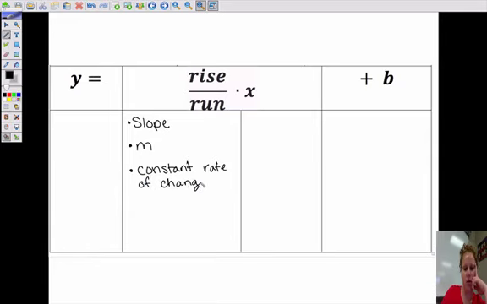And we always multiply it by x, okay? So whatever x is, we multiply our slope times that, okay? And we might add to this throughout the video, but that's a big one, the slope, the m, the constant rate of change, okay? B is the y-intercept.